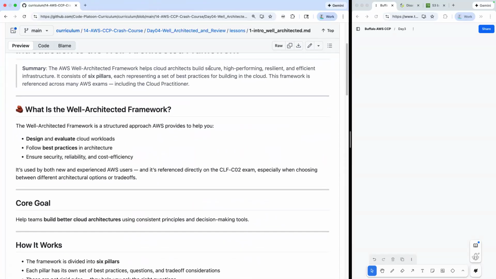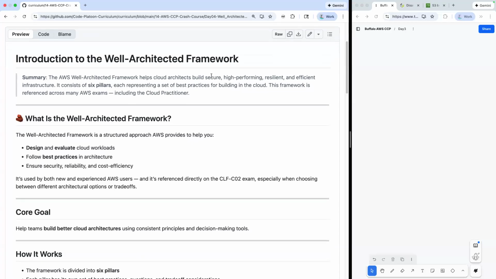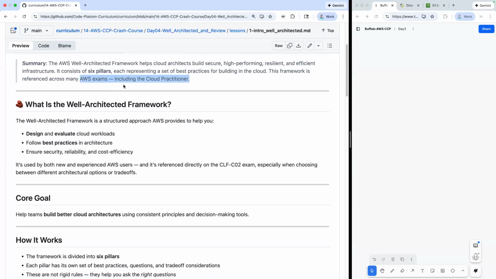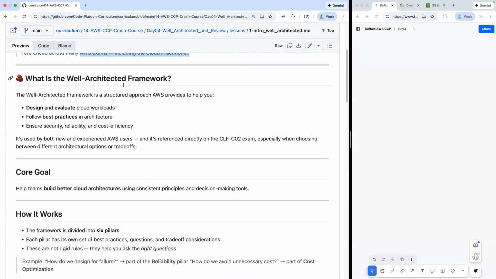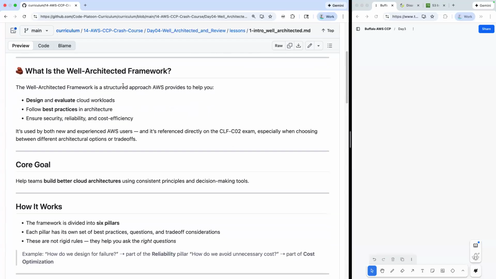So there's some important jargon terms here. The goal of the well-architected framework is to help us build secure, high-performing, resilient, efficient infrastructure. The well-architected framework has six pillars, each of which represents a set of best practices. You will see this not just on the cloud practitioner exam, but other AWS exams as well. So 6 months from now, or 3 months from now, or maybe even 2 months from now, when you start preparing for the AWS AI practitioner exam, because why not? It will come up again.